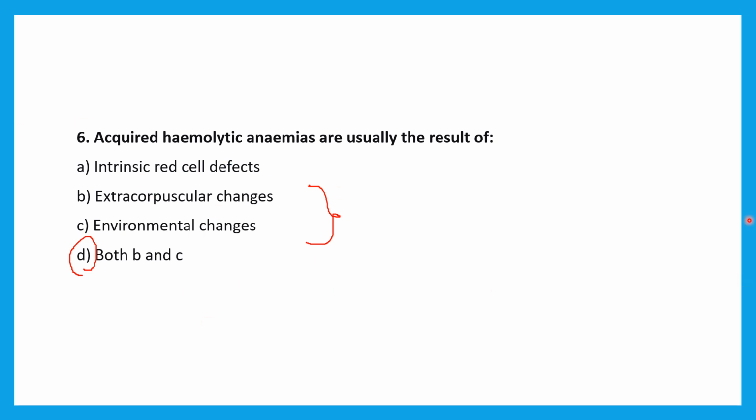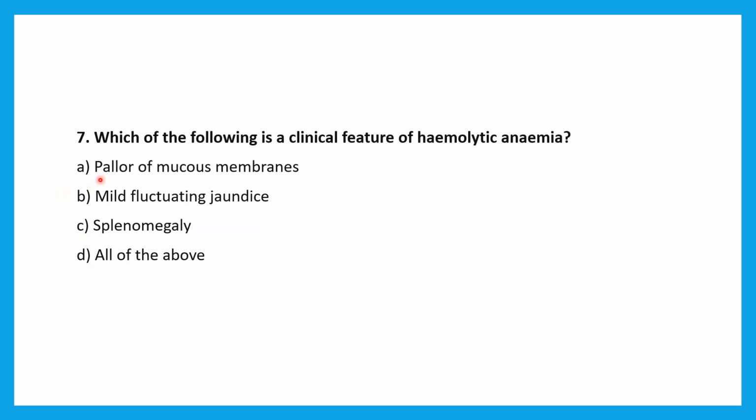Question number 7. Which of the following is a clinical feature of hemolytic anemia? A, pallor of mucous membranes. B, mild fluctuating jaundice. C, splenomegaly. And D, all of the above.